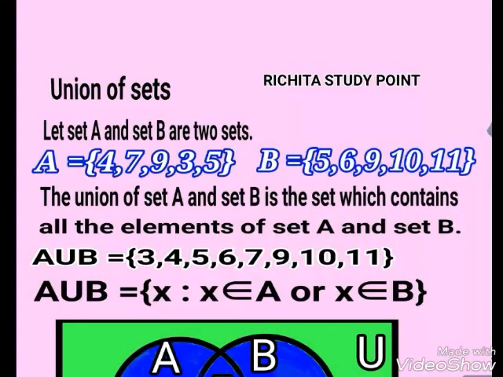Now the union of sets. Let set A and set B be two sets. The union of set A and set B is the set which contains all the elements of set A and set B, or we can say the union of set A and set B is the set which contains all the elements which are either in A or in B.